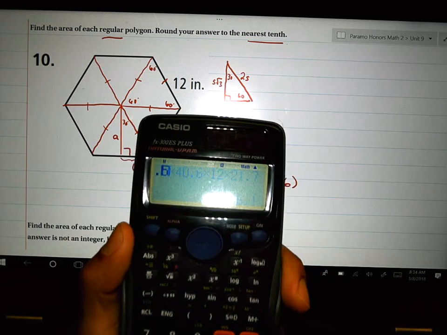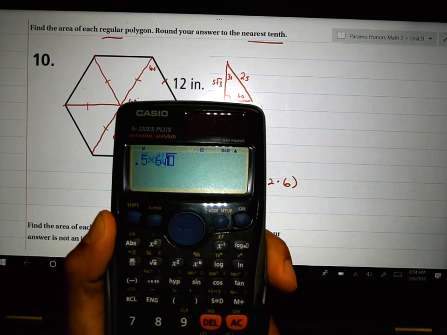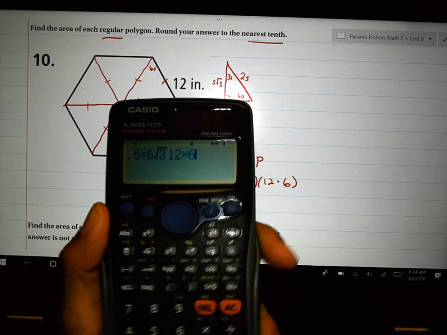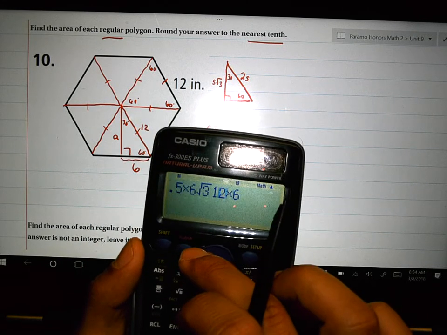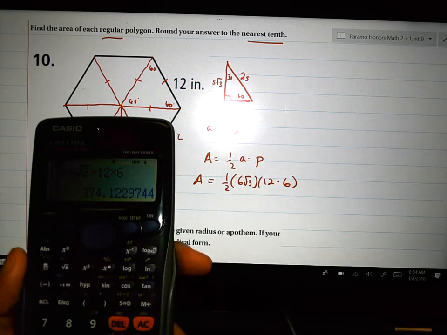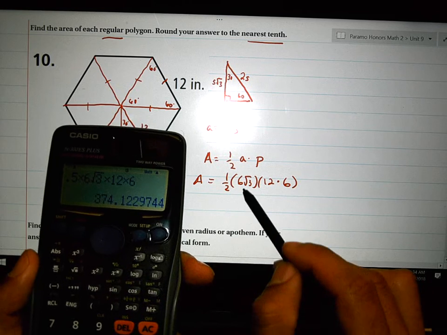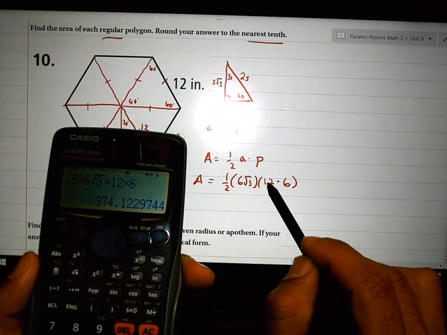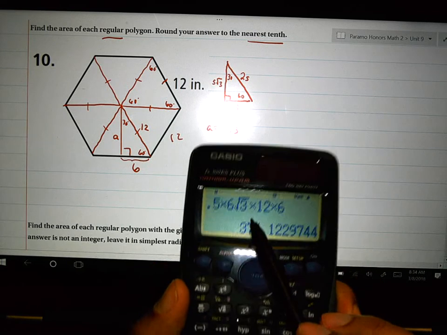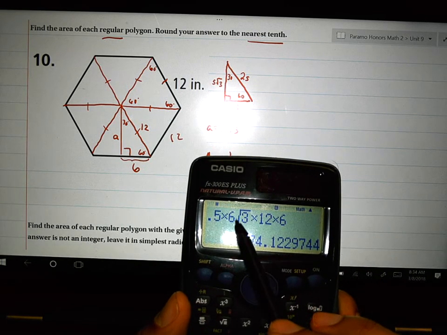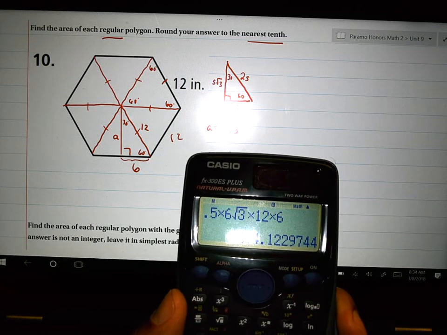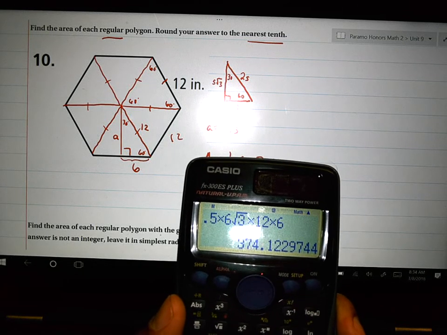0.5 times 6 root 3, get out of the radical, times 12 times 6. There we go. One thing, like I said, I want to make sure I am multiplying, and the 12 and the 6 are not underneath the radical. So let me look at this and show you. See how the radical ends right there? I'm making sure the 12 and the 6 are not underneath that radical. I don't want to square root the 12 and the 6. I only want to multiply by the root 3.